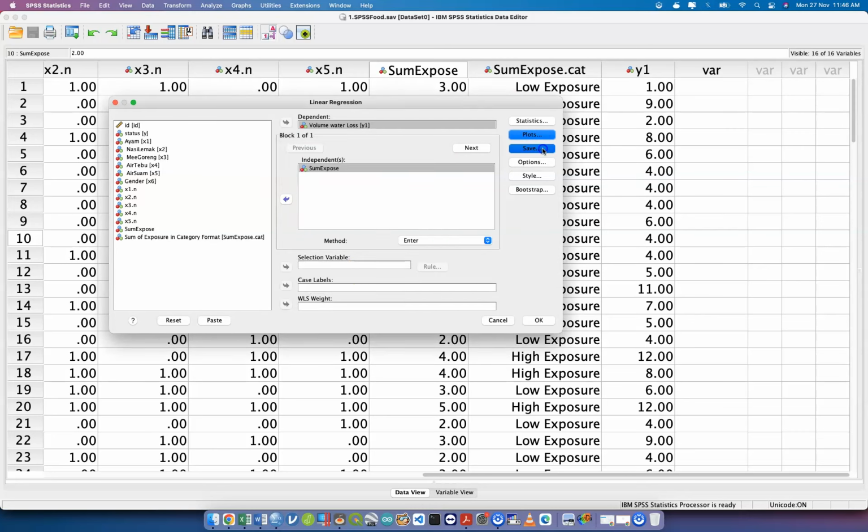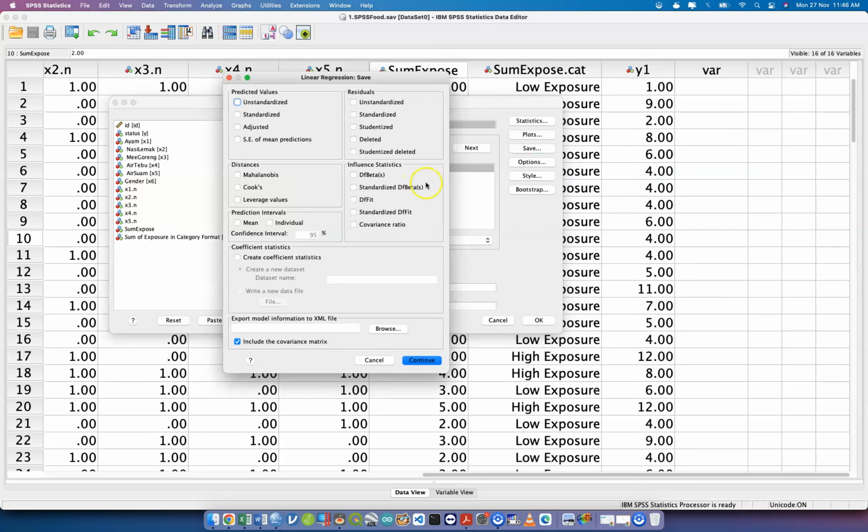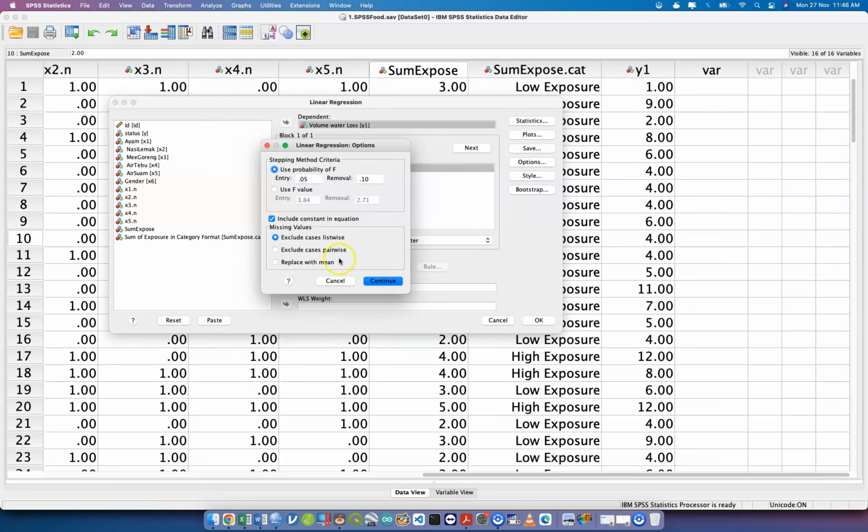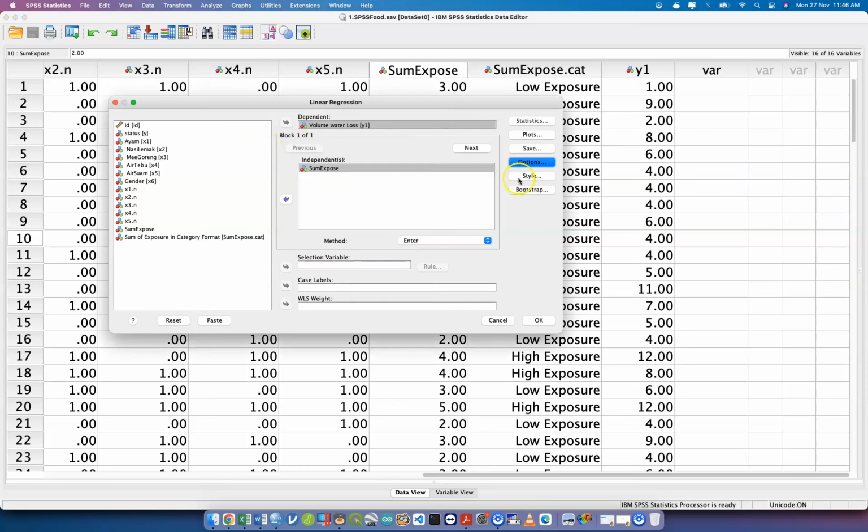Okay, save. The save icon enables you to save your model, because you can rerun your model. But in this case, I'm not going to do that. I'm going to do it in a robust setup. Followed by the option. Option is if you want to do some sort of stepping mechanism from the criteria. And then followed by style, no need, bootstrapping is a different thing.